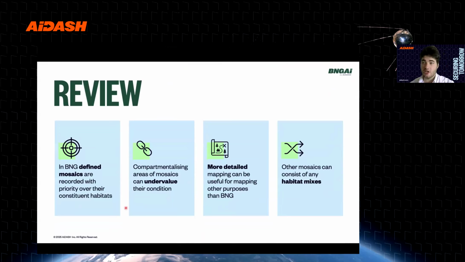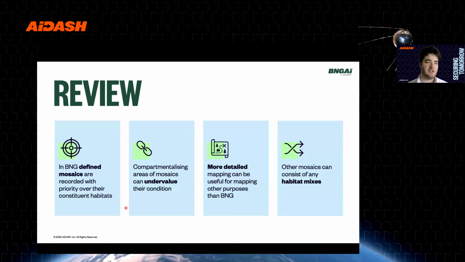Right, so before I move to the Q&A, and please do put any more questions in the Q&A that you would like, let's just review what we've gone over today, which is, we have these three different types of habitat mosaics in the statutory metric. We have the defined mosaics, we have the other mosaics, and we have this development plan mosaic for broad urban habitat type. They have very different purposes and different rules in terms of how you use them.